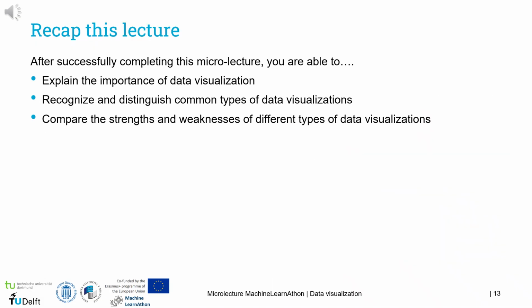I hope this micro lecture helped you to understand the importance of data visualization, and that you are now able to recognize and distinguish common types like scatter plots, bar plots, box plots, heat maps, and that you are also aware of their strengths and weaknesses and when to use them. For example, if you have numerical values, then it's better to use a scatter plot, and if you have categorical values with, for example, different data distributions, then you could use a box plot.